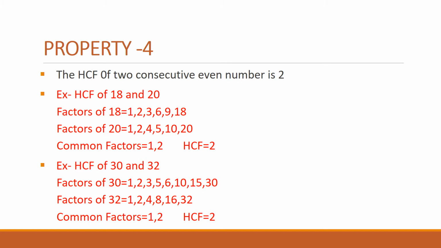Let us take another example, 30 and 32. Factors of 30 are 1, 2, 3, 5, 6, 10, 15 and 30. Factors of 32 are 1, 2, 4, 8, 16 and 32. Common factors are 1 and 2, and the highest of these common factors is 2. So the HCF of two consecutive even numbers is 2.